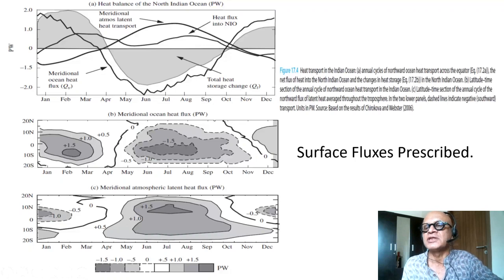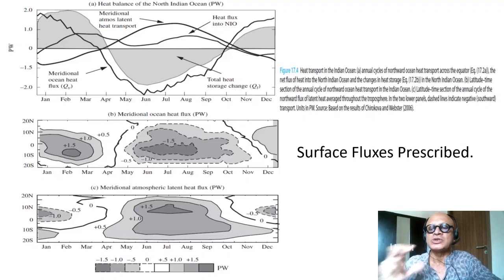So how much heat is being transported in and out of the North Indian Ocean north of the equator, the net flux into the North Indian Ocean, and changes in heat storage. We'll see an equation where we will see these terms. B is a latitude-time section of the annual cycle of northward ocean heat transport in the Indian Ocean, and C is a latitude-time section of the annual cycle of northward flux of heat averaged through the troposphere.